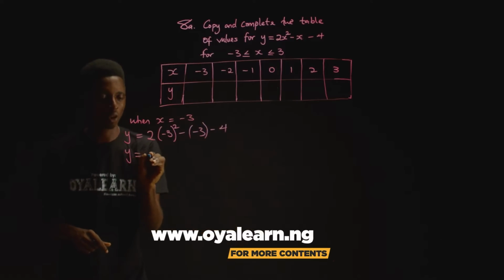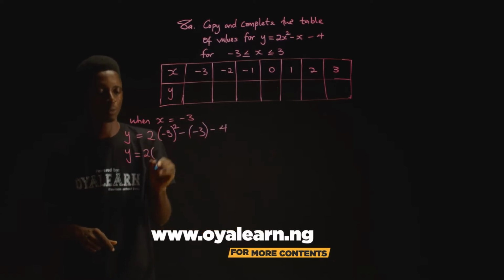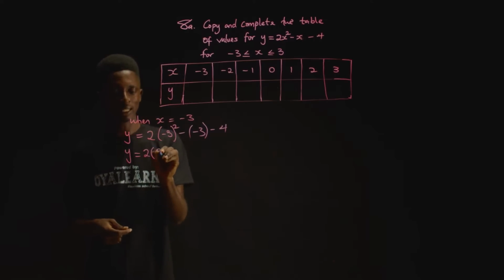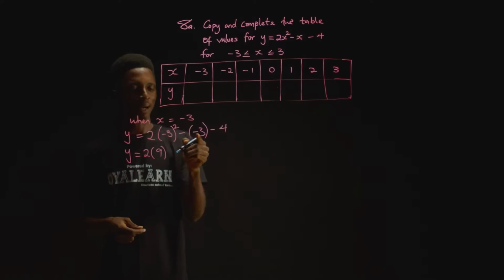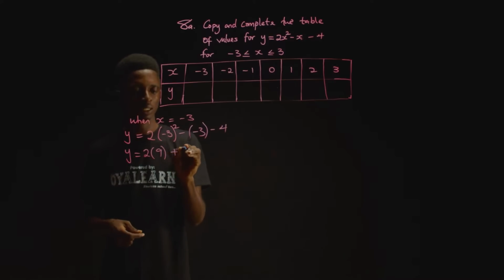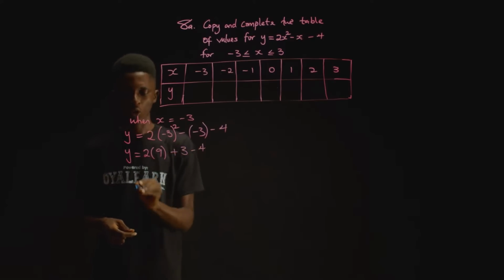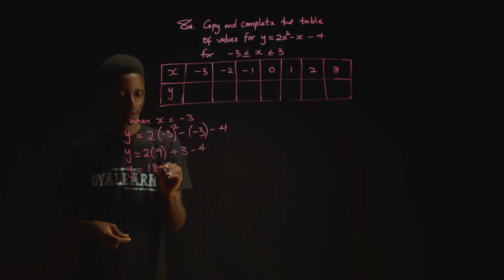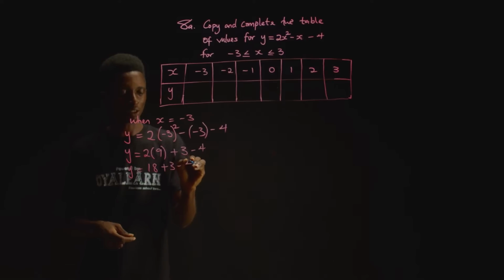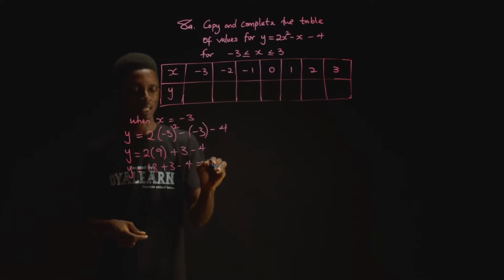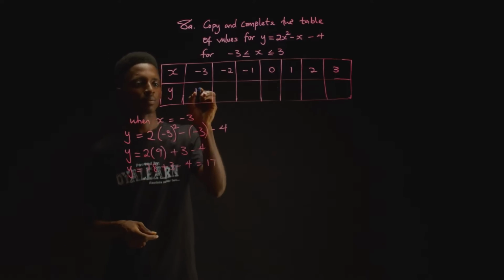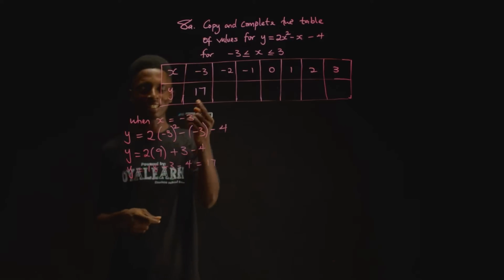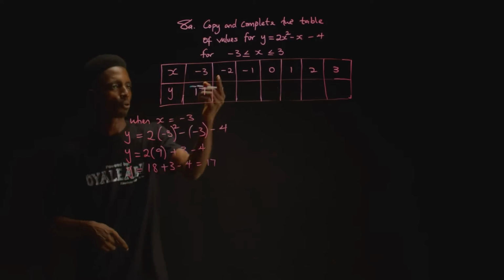Now let's solve for y here. So y equals 2, open bracket, now minus 3 squared will give us 9. Then minus times minus, that is plus 3, minus 4. So here we see y equals 18 plus 3 minus 4, and this would give us 17. So we fill that in here. So that is when x is minus 3, y is 17. Now we progress to the next.